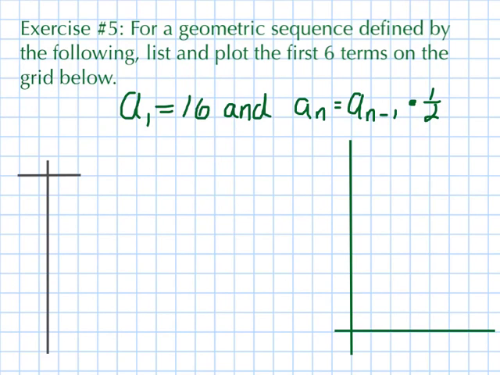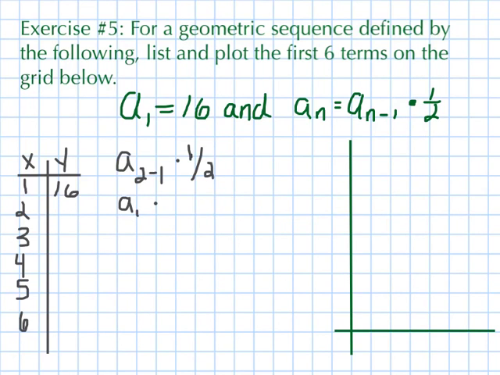The first thing I would like you to do is, I created the table for you, so create the table on your own. And I would like the first 6 terms. So 1, 2, 3, 4, 5, and 6. The first term is going to be 16. So now let's go ahead and use our formula to find the rest of the terms. If I plug in a sub 2 minus 1 times 1 half, a sub 1 times 1 half, a sub 1 is 16. 16 times 1 half is going to give me 8.